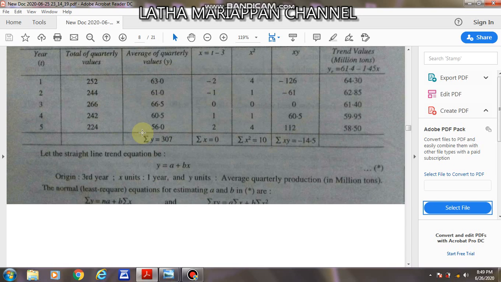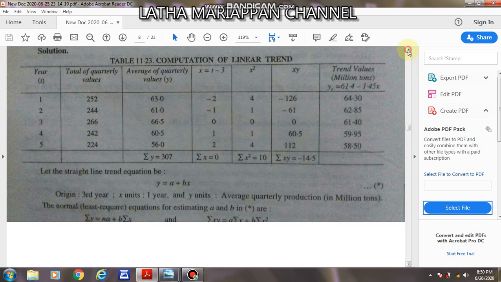Another one is, now you have to do the average of quarterly values. We got 252, no? So 4 quarters they gave. 252 divided by 4, you will get 63. 244 divided by 4, you will get 61. Similarly, 266 divided by 4, 242 divided by 4, 224 divided by 4, we will get the average of quarterly values.